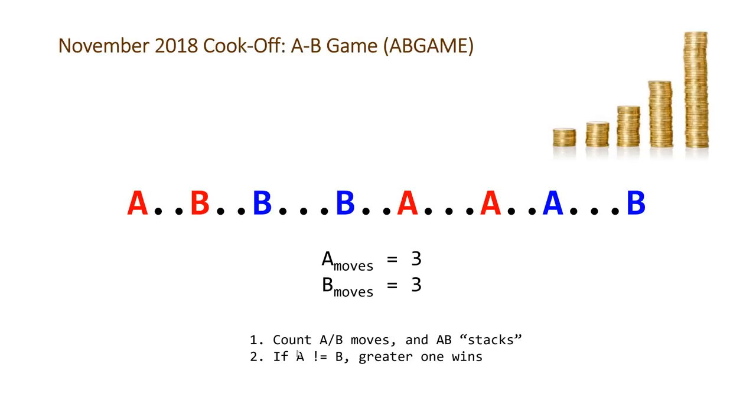And then if A is not equal to B, the greater one wins. And that's because, due to the fact that we're going to resolve it by looking at the stacks that are in the Nim's game, if you've got additional moves over the other player, those additional moves can put you in the winning position. So it only takes one extra move to change from a losing position to a winning position. So whenever A is not equal to B, we know that whoever has the greater amount is going to win the game.